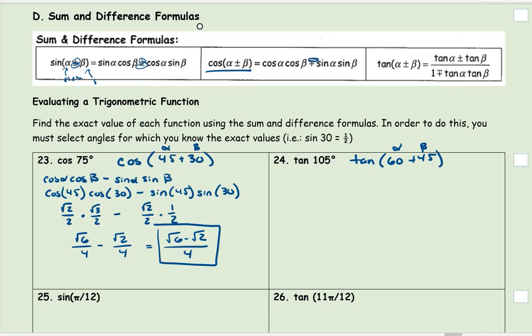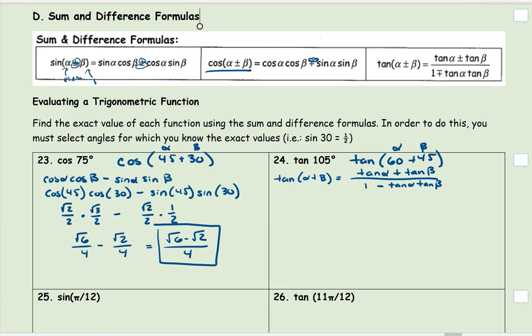Okay, so we know that tangent of alpha plus beta is going to give us the formula tangent of alpha plus tangent of beta all over 1 minus tangent of alpha times tangent of beta. Okay, so this looks like a mess, but it's going to get easier, I promise.